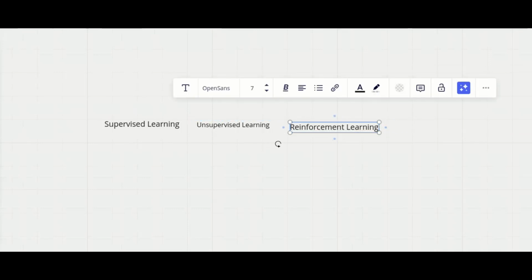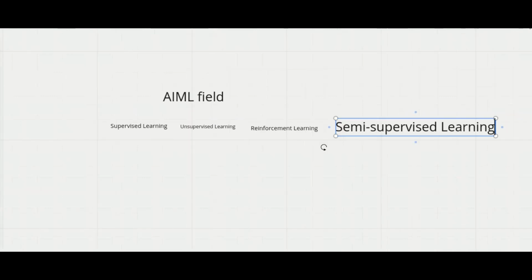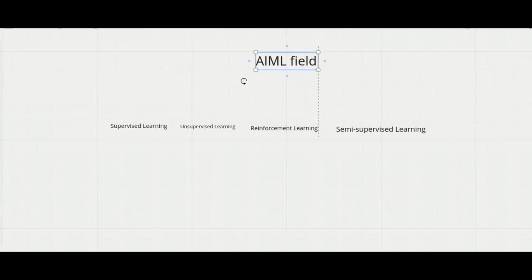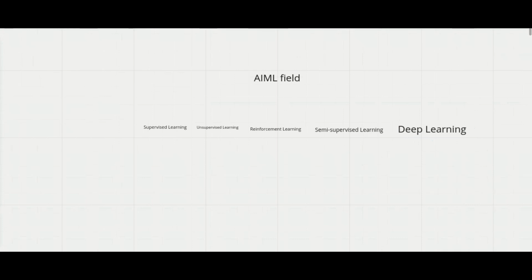So these three, and there are more, like semi-supervised learning, which is a mixture of supervised and unsupervised learning. I guess I should make it in the middle. And then comes the deep learning part, where we deal with neural networks, and deep learning is also divided into multiple parts. We will discuss them too. This should be bigger because it contains lots of things inside it.